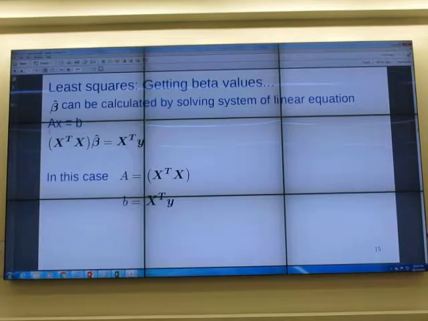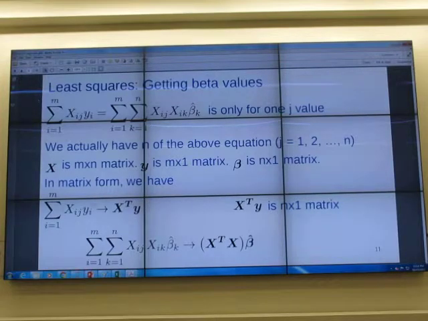Got it? So the closed form means, if you want to find every unknown, you have to solve one equation. Left hand side is X transpose X multiplied by beta. Right hand side is X transpose Y. We get this, right? X transpose Y. And we get this XTX beta. But we have just one, because that is just one beta.